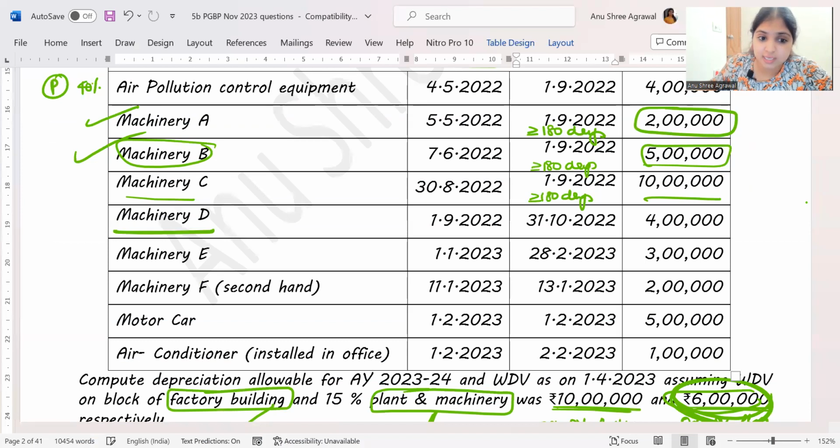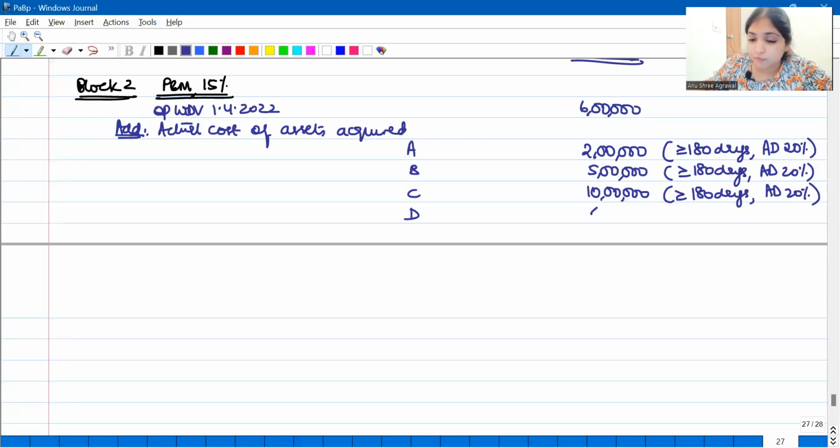Then comes machinery D. I purchased it on 1st September 2022. I put it to use in the same year, on 31st October 2022. Because I put it to use in the year of acquisition itself, I will think about 180 days. Did I put it to use for at least 180 days? I put it to use on 31st October 2022. This will be less than 180 days. So because it is less than 180 days, I will get only half the year's depreciation, 4 lakhs. So machinery D, 4 lakhs.